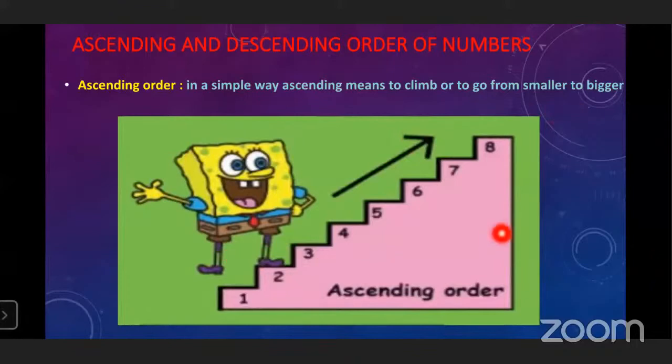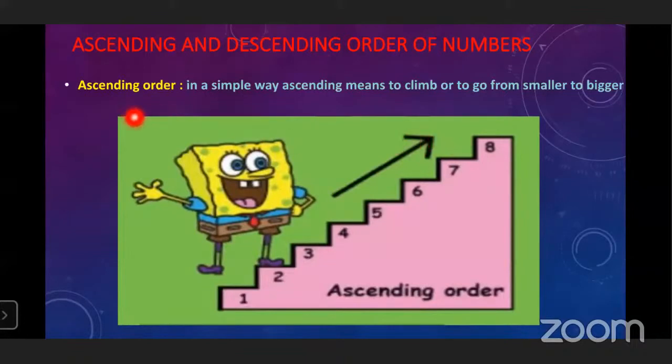Means you can see that. Observe this picture, you will understand better. Okay? Ascending order. You can see the arrow also. So many steps are given. How many steps are given? 8 steps. Okay? And these steps are going from smaller to bigger. Means 1, 2, 3, 4, 5, 6, 7, 8. Smaller number is 1, bigger number is 8. Means smaller to bigger.